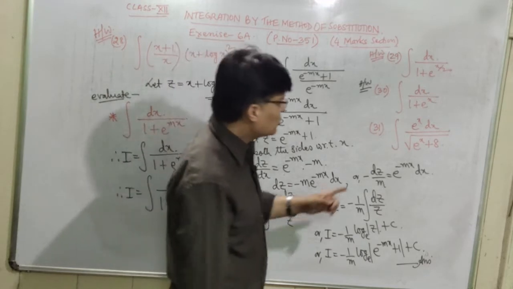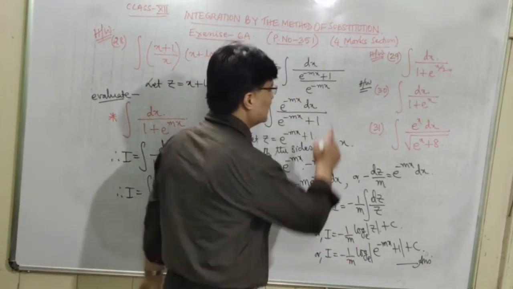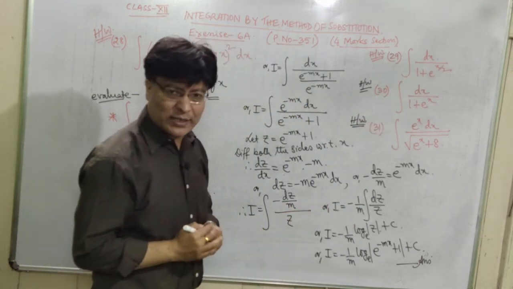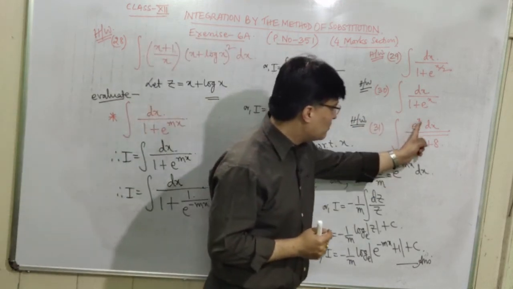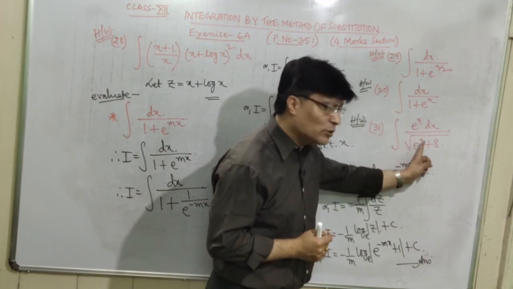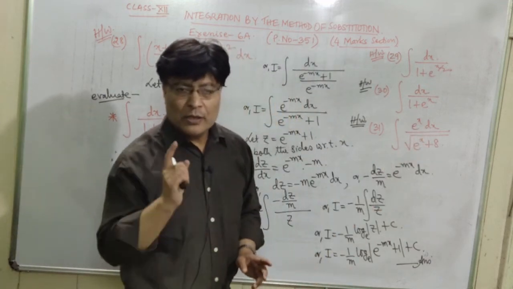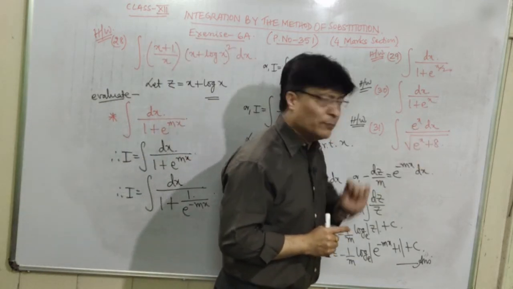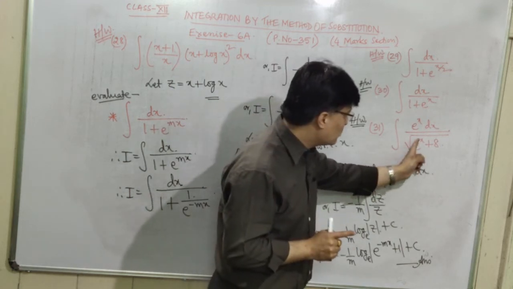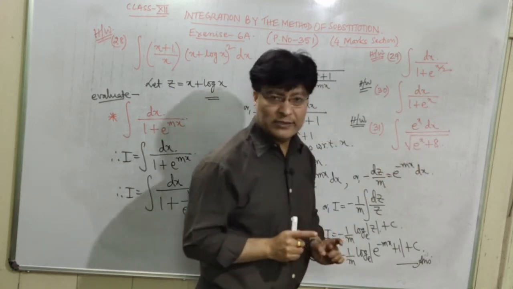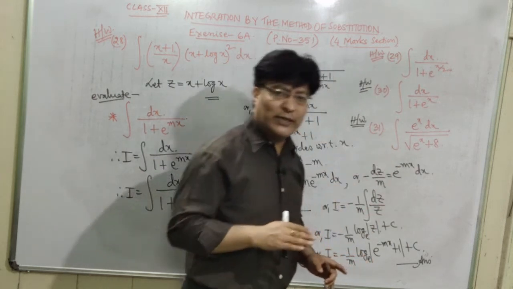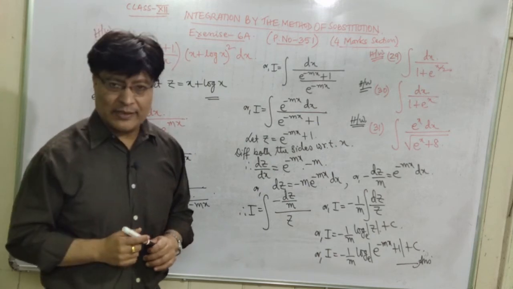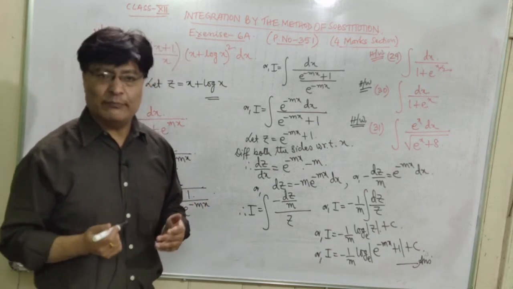Next, question number 31 is easier than 29 and 30, so this is also your homework. What is the method here? Integral of e to the power x dx divided by the square root of e to the power x plus 8. First, check the relation between e to the power x plus 8 and e to the power x. The differentiation of e to the power x plus 8 is e to the power x, isn't it? But since the square root is in the denominator, you can assume e to the power x plus 8 as z square, so that the square root can be removed.